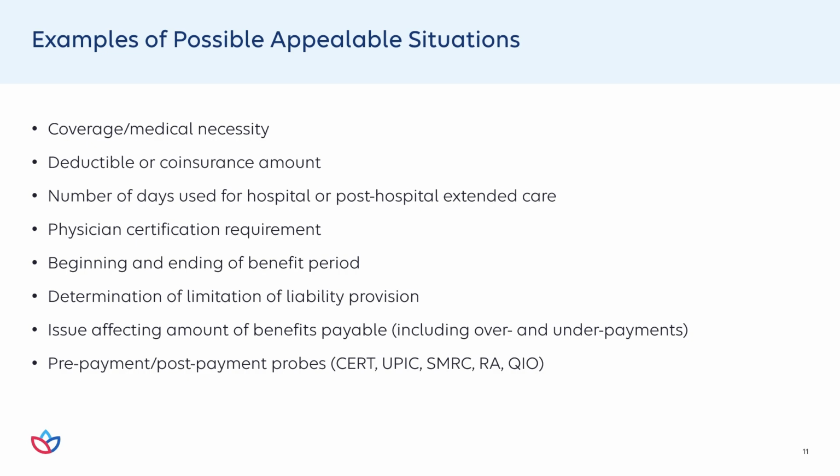So if your claim was reviewed by the CERT or the UPIC or an SMRC or a recovery audit contractor or a QIO and you don't agree with the decision made, those are things that are also appealable. So just to point out that not only denied claims are appealable, but you can also appeal a paid claim. So for example, in these cases where maybe you're appealing that the deductible wasn't processed appropriately or the coinsurance amount was not computed properly, or it's just the number of days that were used, or it was paid, but it wasn't paid correctly. So those types of things can also be appealed.